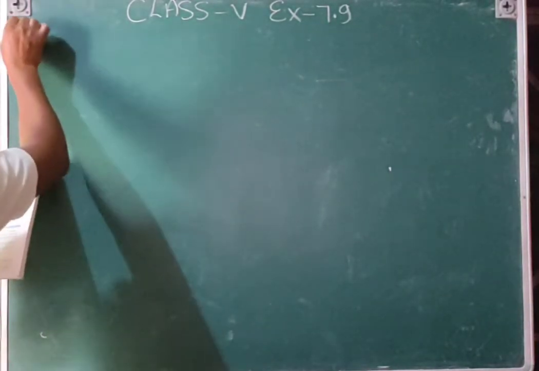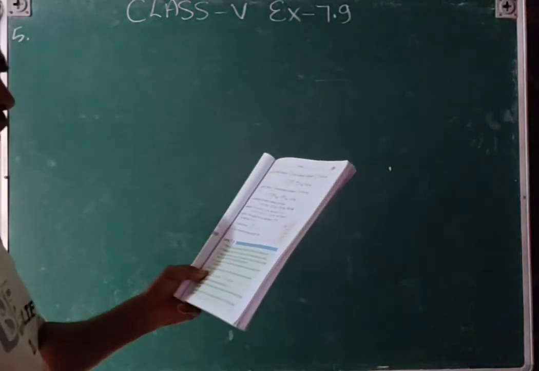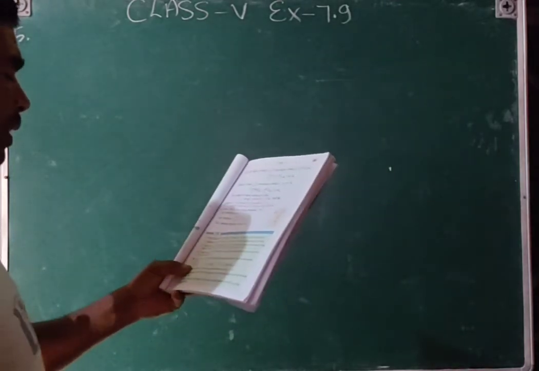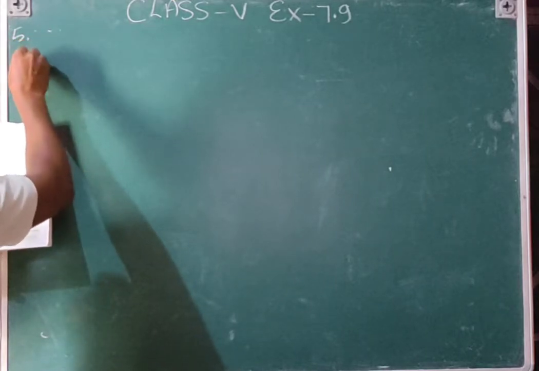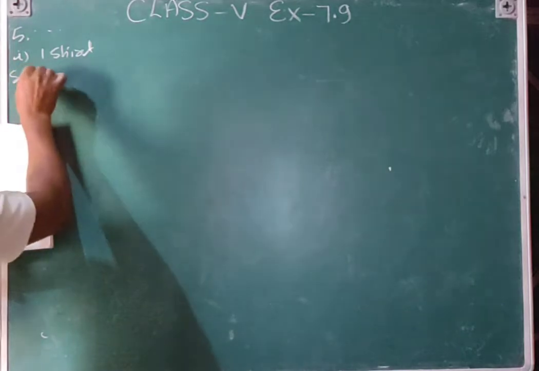Question five is just lengthy. 40.5 meter cloth is required to make 18 shirts. How much cloth will be required to make 1 shirt? So that's the first part, 1 shirt.